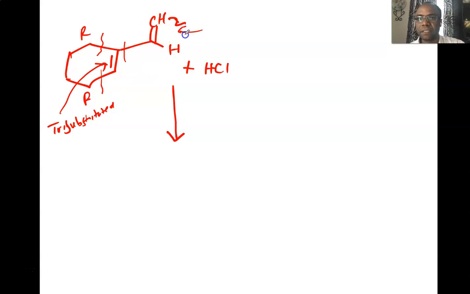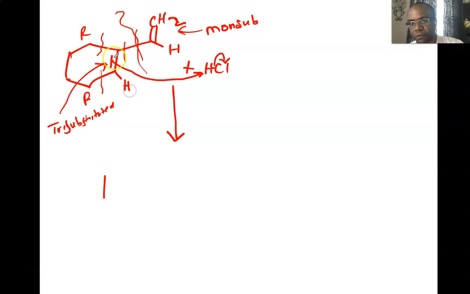This one right here only has one R group, which is just the rest of the ring. So this is monosubstituted. So which of these is more reactive? Obviously, it's the one that's trisubstituted. So I'm going to use that to accept my proton, and then this falls off. Remember, you're still going Markovnikov. So if you're attacking using this pi bond, the hydrogen of the acid should end up where there's more. Here you have one hydrogen, you end up with two hydrogens.